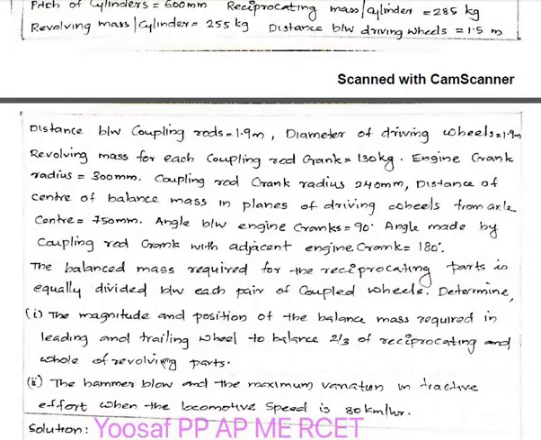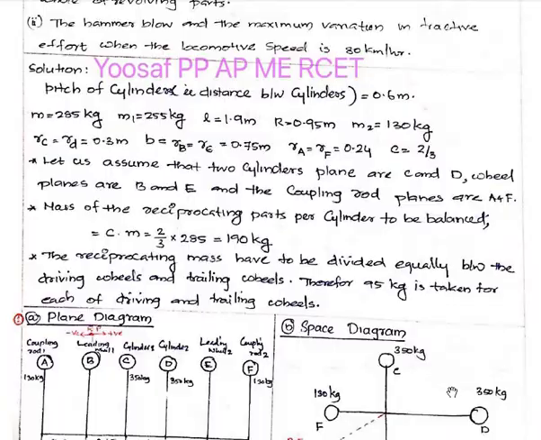Determine, first, the magnitude and position of balancing mass required in leading and trailing wheels to balance 2 by 3rd of reciprocating and whole of revolving part. Second, hammer blow and maximum variation in tractive effort when the locomotive speed is 80 km per hour. It's a big question. Let us do the solution.